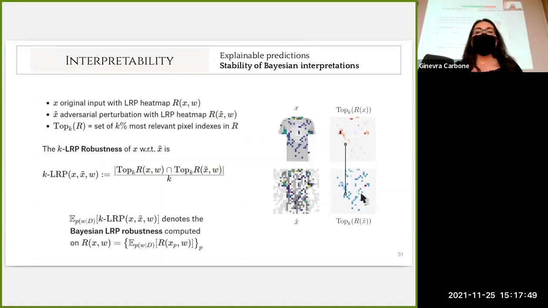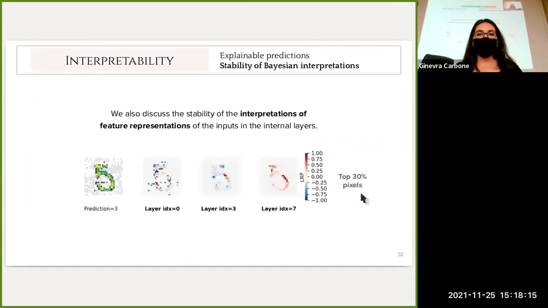Now, it's easy to transfer this definition to the Bayesian setting, because as we did for adversarial attacks, we simply compute, in this case, the expected heat map. So we sample multiple values of the weights, and for each one of them compute a different relevance heat map, and then average out the relevance scores. And so, of course, also LRP robustness can be computed in the Bayesian setting.